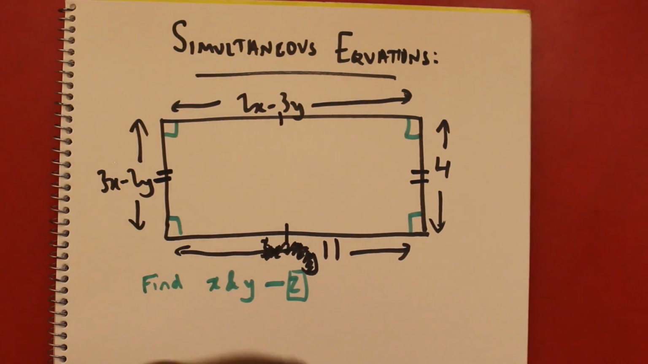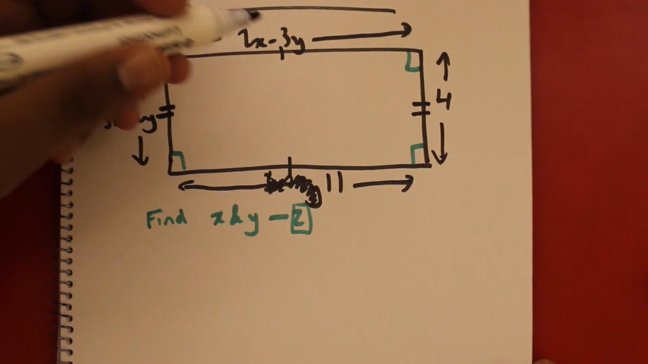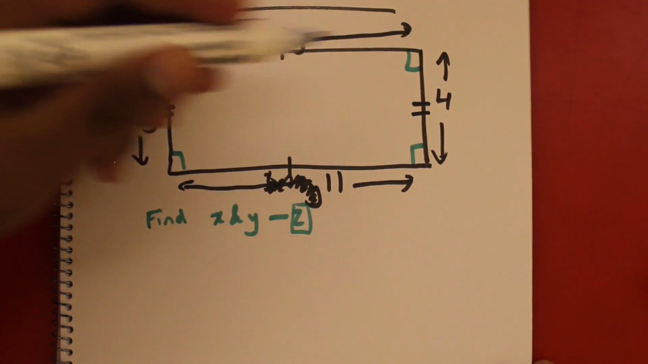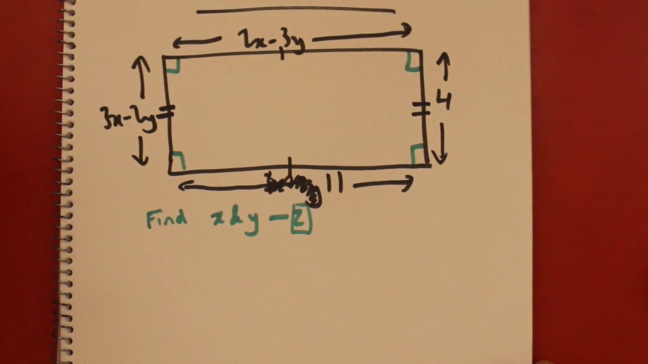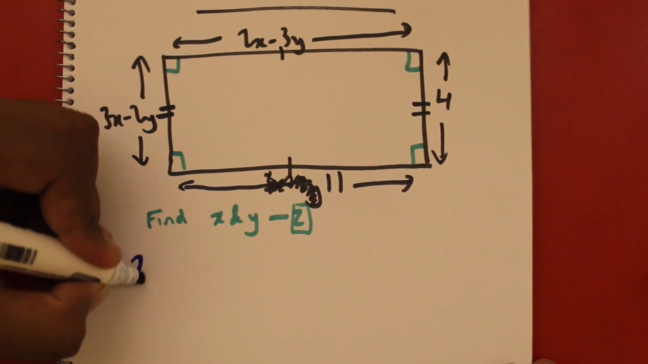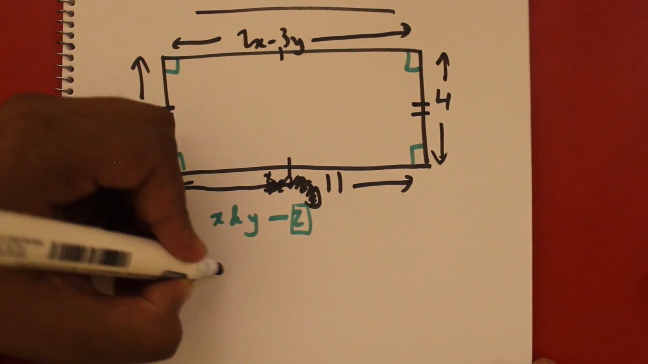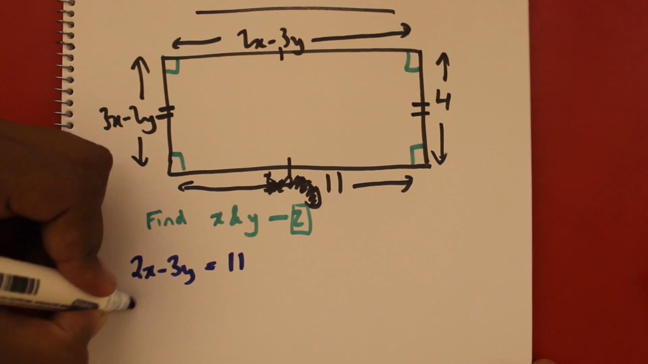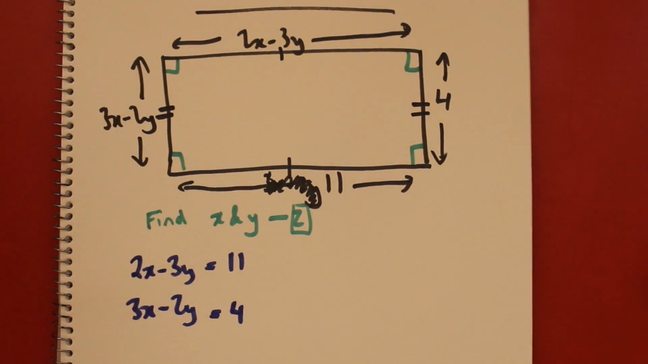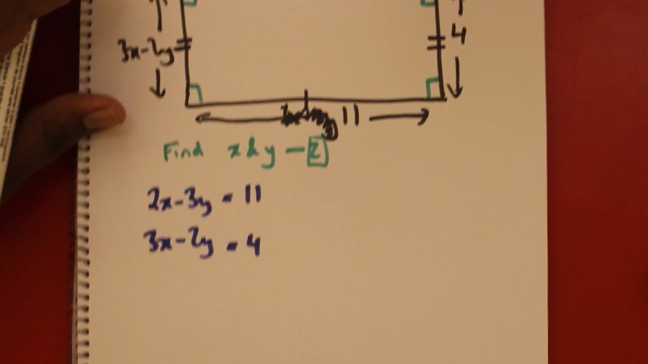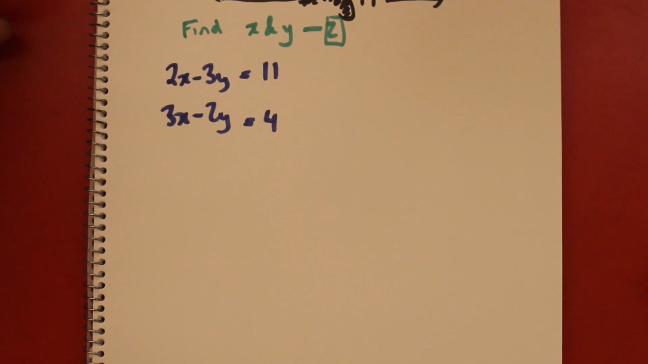Therefore, to find x and y, I'm able to create a simultaneous equation. Now because the sides are equal, I will know that 2x minus 3y is equal to 11 and 3x minus 2y is equal to 4. So I'll be able to create a simultaneous equation. So 2x minus 3y is equal to 11 and 3x minus 2y is equal to 4. I'm planning to use the elimination method to solve this question because in my opinion it saves time.